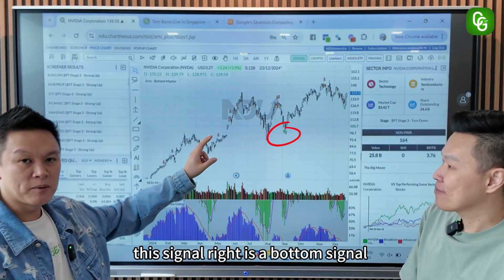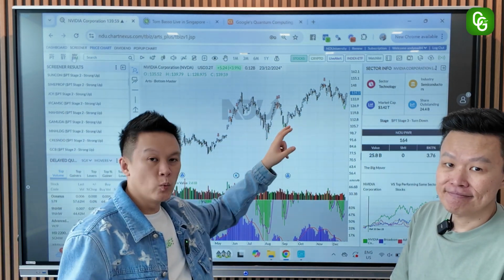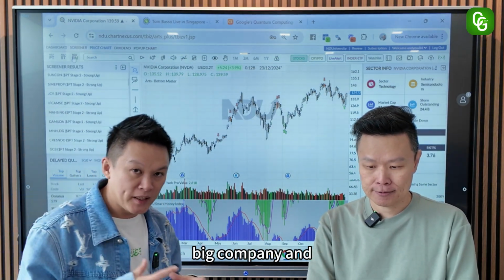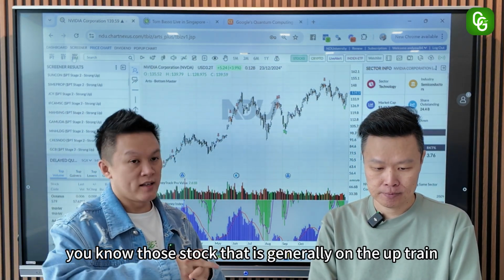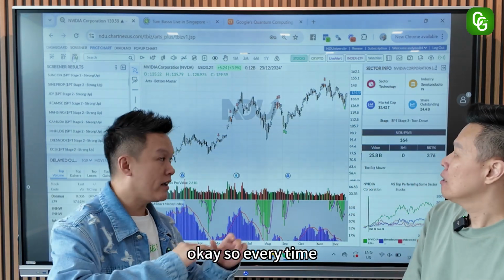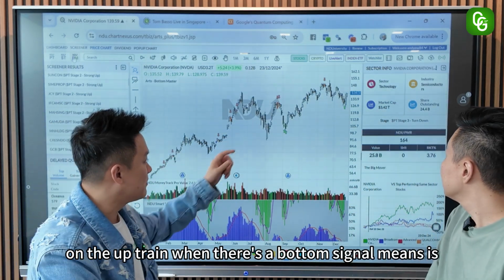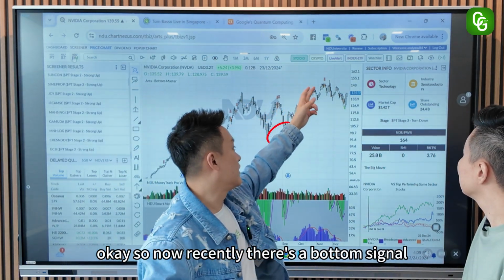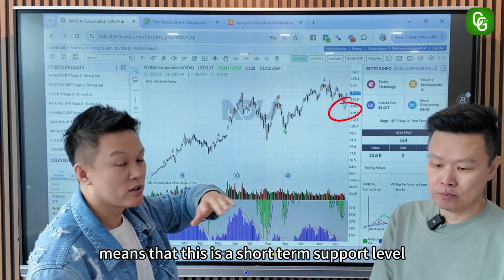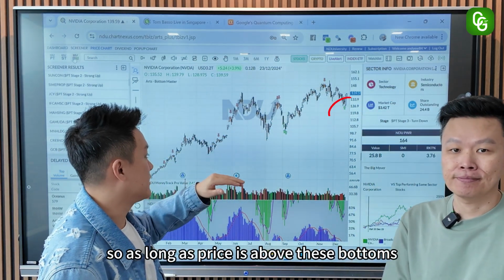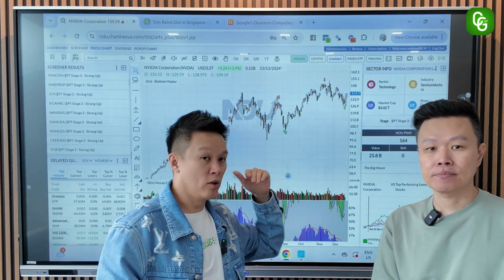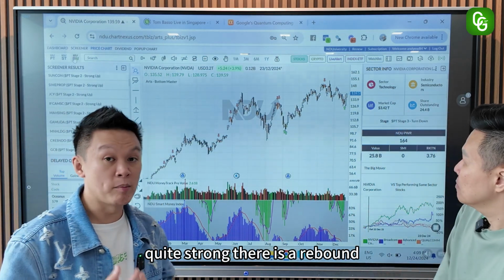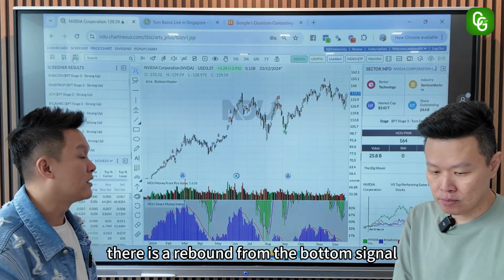This signal is a bottom signal. A bottom signal works very well on this kind of good quality stock, big companies, and stocks that are generally in an uptrend. Every time there's a bottom signal in an uptrend, it means it's not expensive, there's some discount. Recently there's a bottom signal, which means this is a short-term support level. As long as price stays above this bottom signal, the bottom is quite strong. There is a rebound from the bottom signal, so that's a good sign.